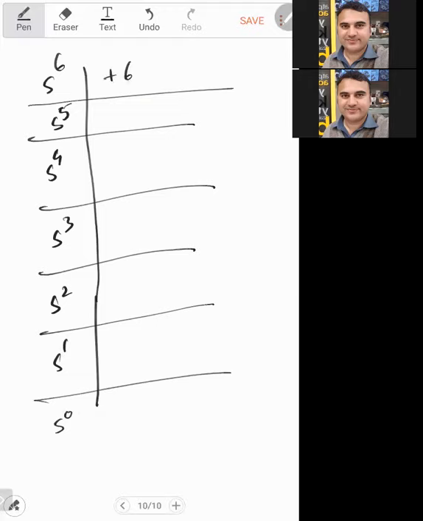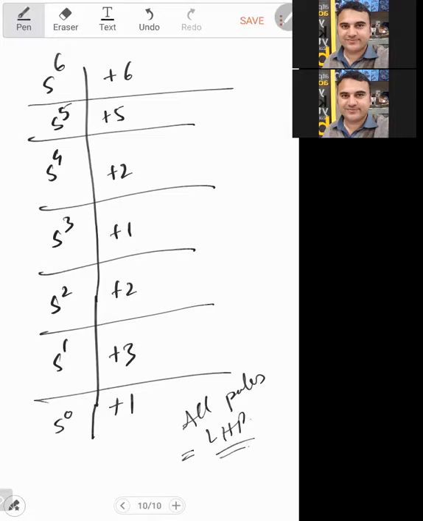Let's say that we have plus 6 as the first entry of the row, then plus 5 as the second entry, then plus 2, then plus 1, similarly plus 2, then plus 3, and plus 1. I'm just roughly writing this to show you the plus and negative sign effect on the right half plane poles. So you see in this case the sign is not changing. If there is no sign change, what does it mean? This means that all poles are in the left half plane, and the system is stable.